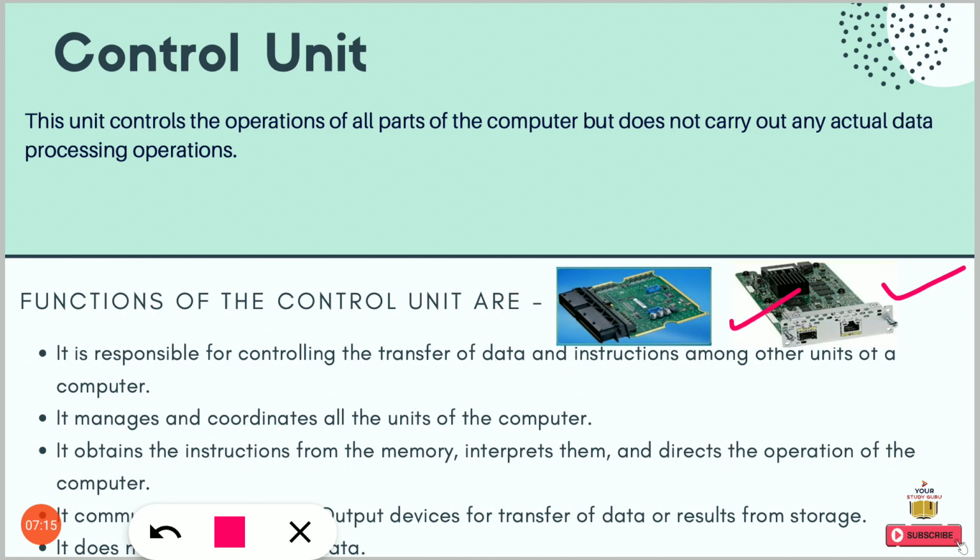Next, the functions of the control unit are: it is responsible for controlling the transfer of data and instructions among other units of a computer, and it manages and coordinates all the units of the computer. The units are the input unit and output unit. It will control both units, and it obtains the instructions from the memory, interprets them, and directs the operation of all the computer. And it communicates with the input and output devices for the transfer of data or results from the storage. It does not process or store data. So this is the main point of the control unit.